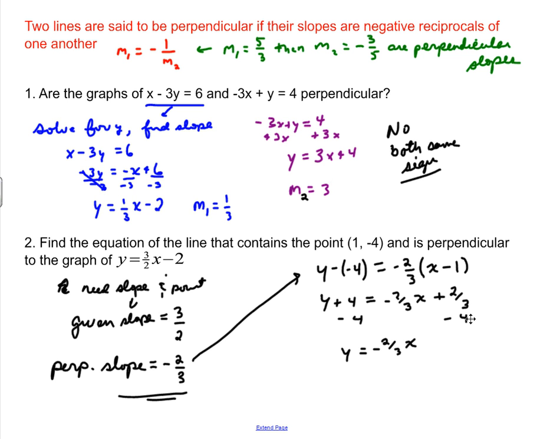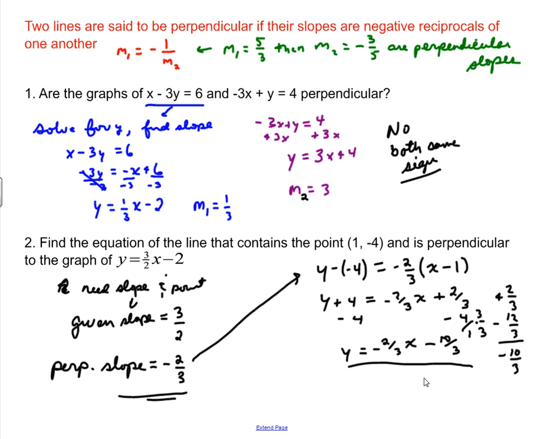Well, that's 4 over 1. So remember, to add fractions, we have to get common denominators. So we have to multiply this by 3, multiply this by 3. So it's like taking 2/3 and subtracting away 12/3, which is kind of like saying -10/3. And so our equation would be y equals -2/3 x minus 10/3.